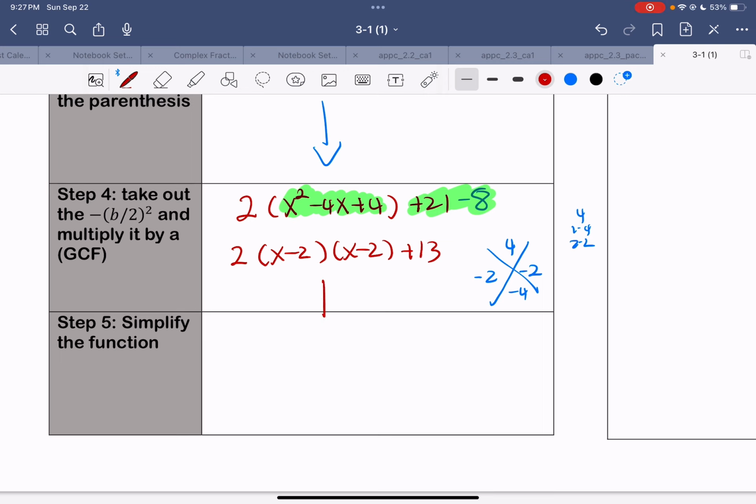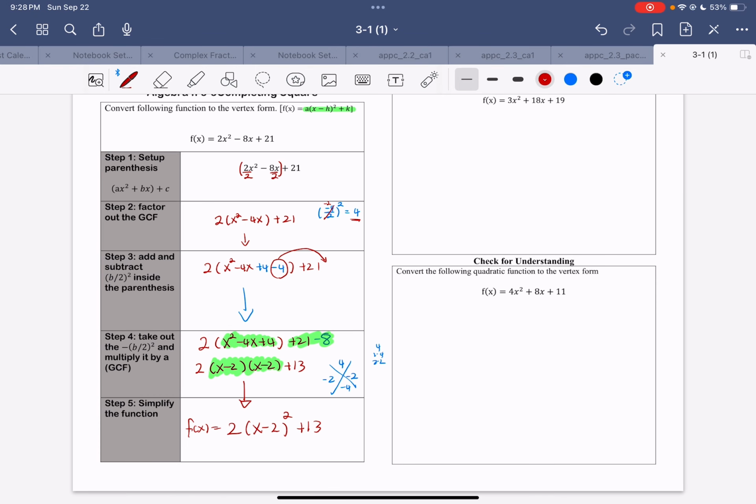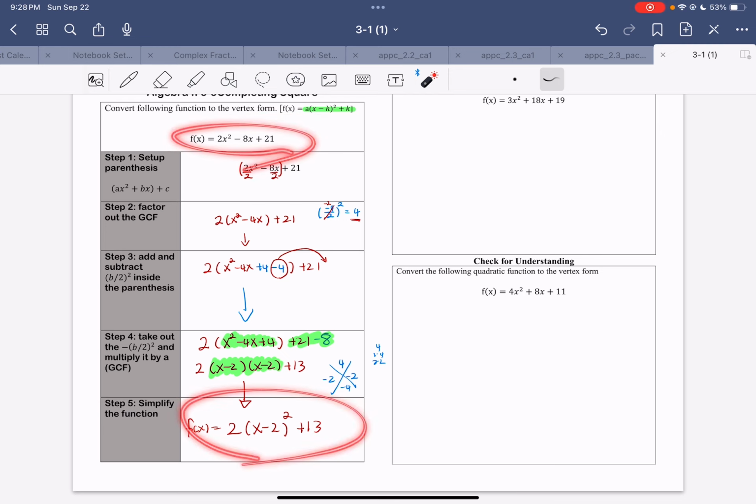What I have to do now is simplify it. So I'm going to put f of x equals 2. Now, do you see I have x minus 2 twice? So I'm going to rewrite this one as this: x minus 2 squared plus 13. So, ta-da! We just changed 2x squared, like this standard form, into the vertex form.